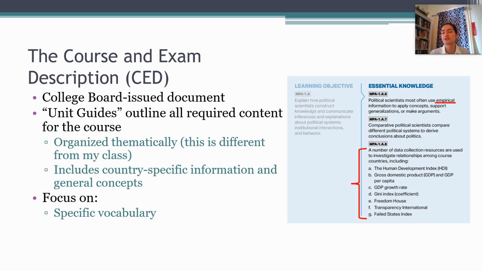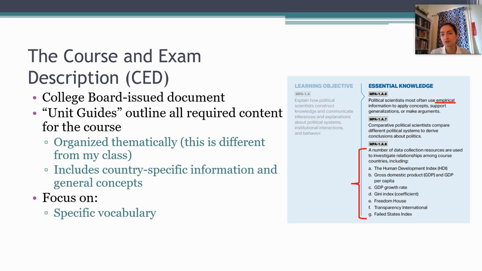You have to know how to define and measure gross domestic product and GDP per capita. You have to know what the Gini index is. You have to have a passing familiarity with Freedom House, which is that organization that kind of rates countries' levels of democracy and tracks changes over time. Everything on this list you're accountable for knowing.